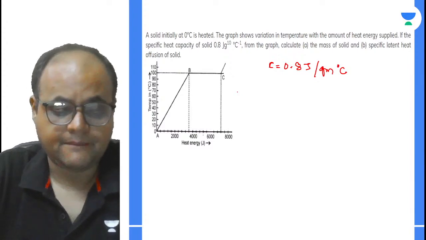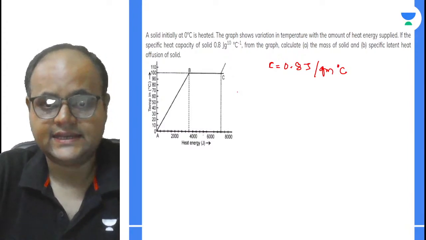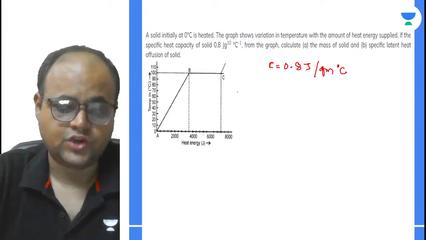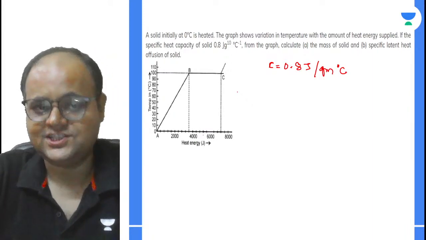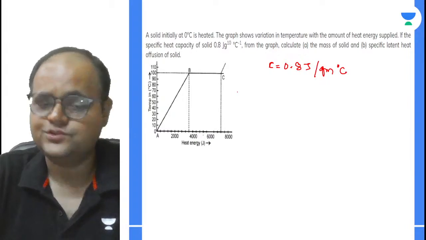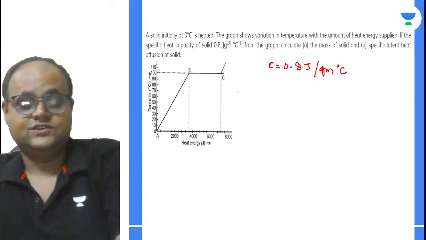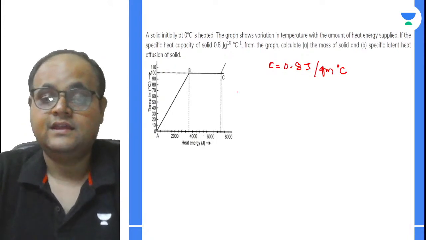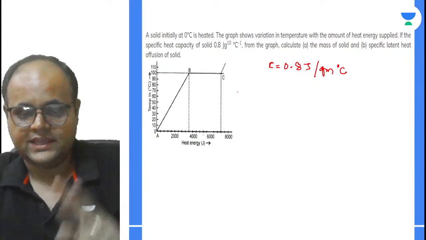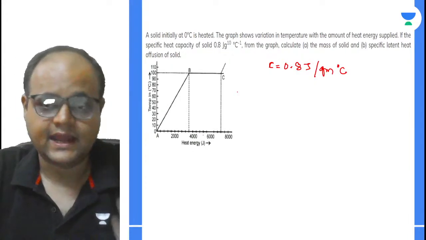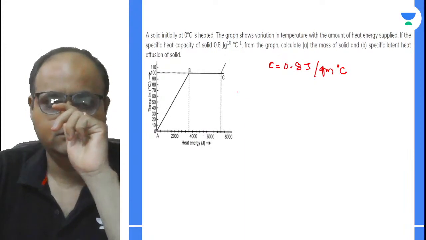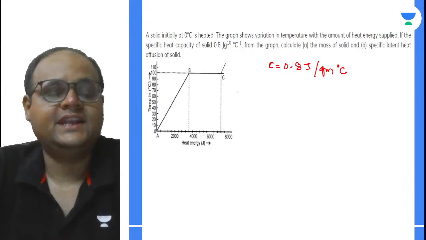The specific heat capacity is given in the question, right? And from the graph, he is asking you to find the mass of the solid and the specific latent heat of fusion of the solid. Okay, so why this question becomes important is, in this question he is asking about both things. A question related to specific heat is also coming, and a question related to latent heat is also coming. That is the best part in this particular question.